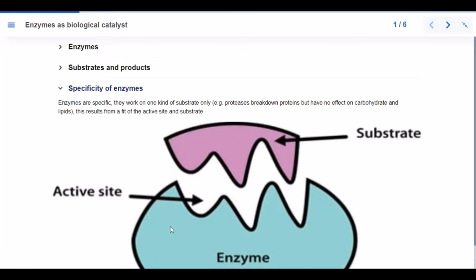A diagrammatic representation is shown, showing the active site and how the substrate fits into the active site.